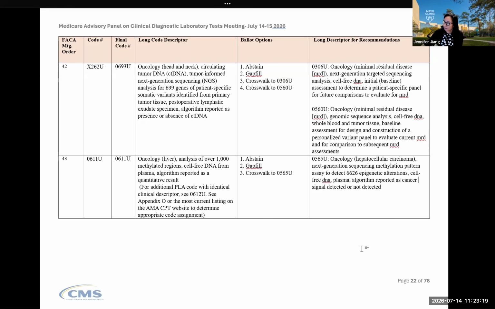Thank you. Do we have any questions or comments from panel members or from CMS on this code? All right, if not, panel members, please vote.